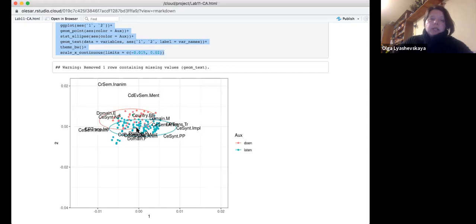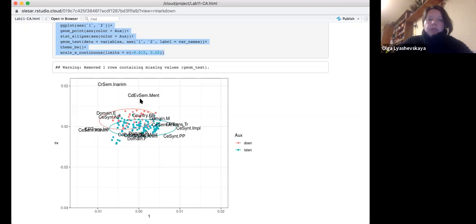Here we see some variables such as constructional semantics, inanimate, and some like modal semantics, mental, and other things. And we are usually interested in those features which are located in some part of the space.